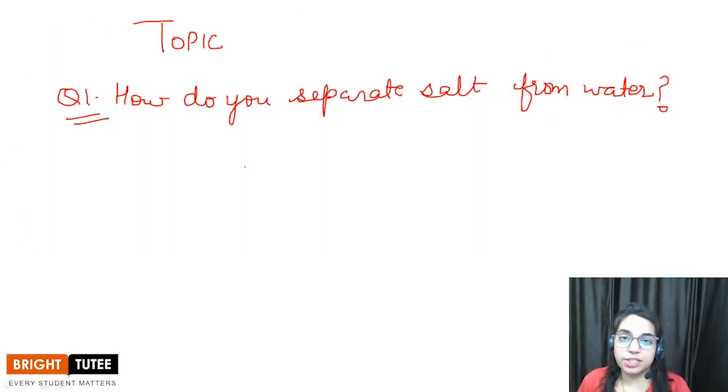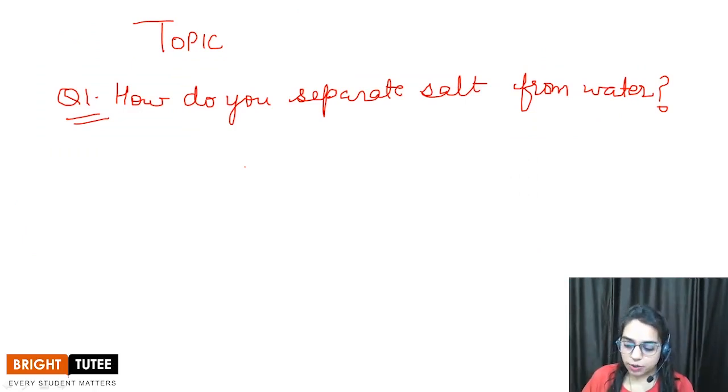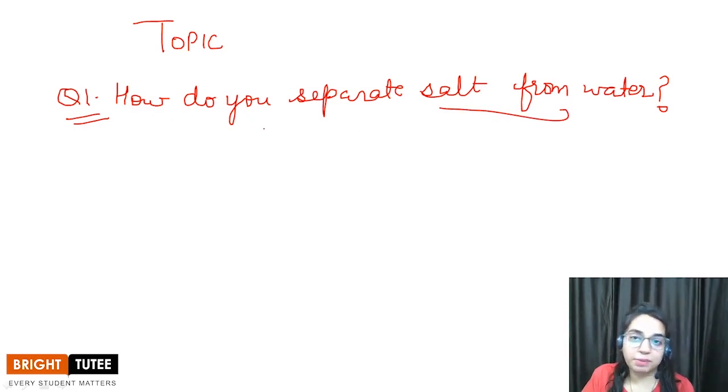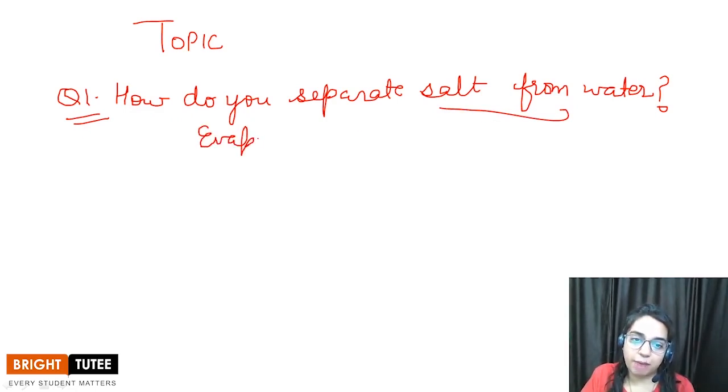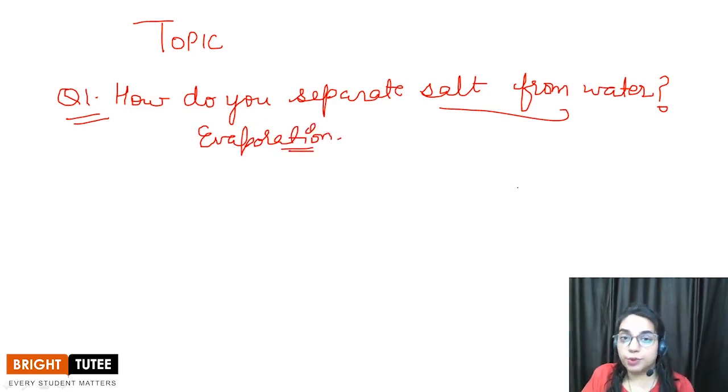Children, we are going to discuss some of the questions from the topic that we have covered so far. So children, in this topic we discussed evaporation. So the question is based on evaporation. So let's just begin and read the first question, which says, how do you separate salt from water? And every one of us knows that salt can be very easily separated from water by the process of evaporation.